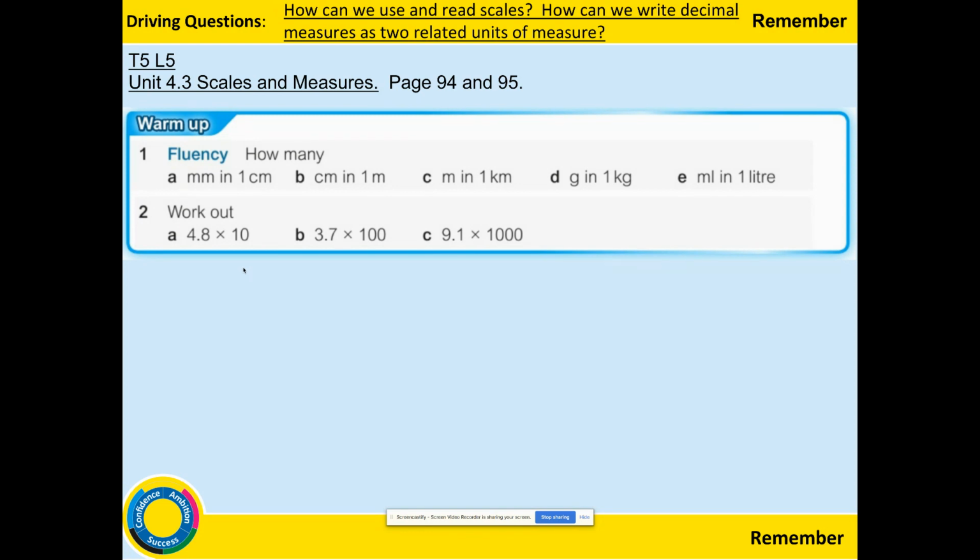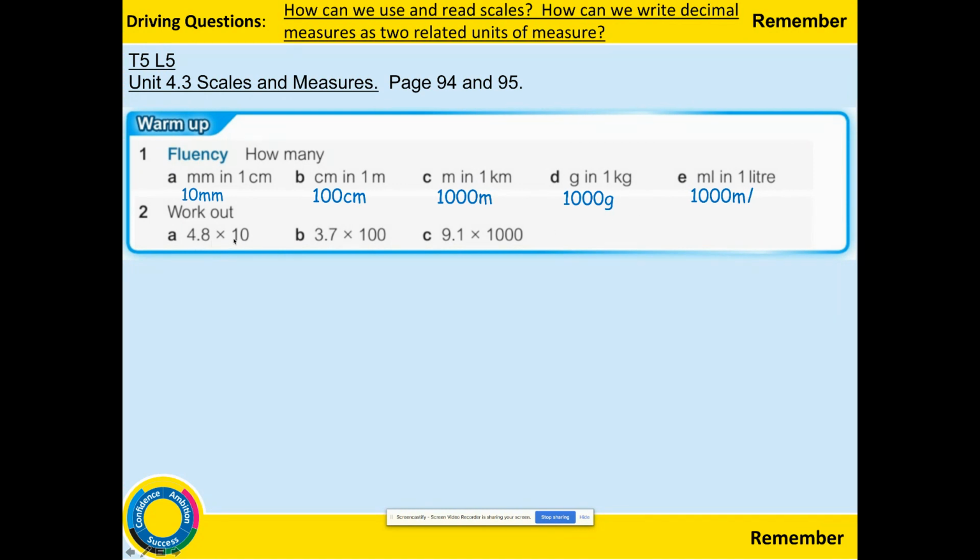Right, okay, let's think about the answers. How many millimetres in a centimetre? Remember, you can always use this to check your ruler. There are 10 millimetres in 1 centimetre. How many centimetres in a metre? 10 times bigger, 100. And then how many metres in a kilometre? 1,000. There's 1,000 grams in a kilogram, and there's 1,000 millilitres in a litre.